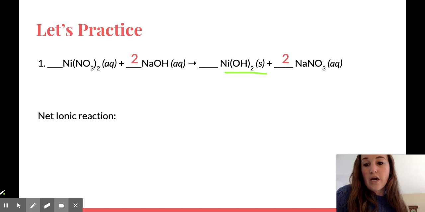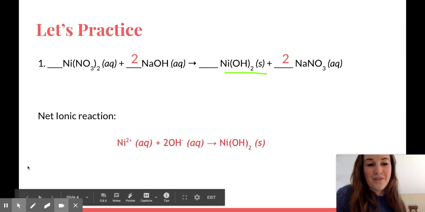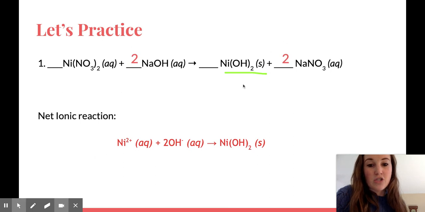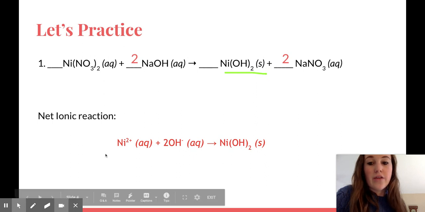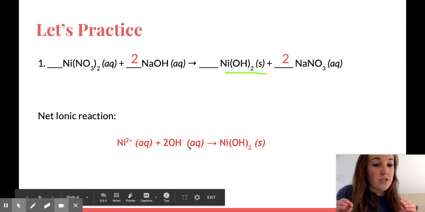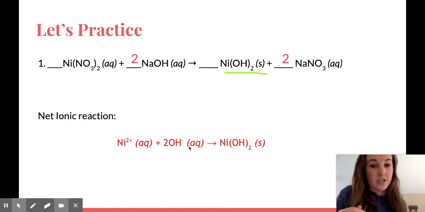So if you look here, I basically just dragged down that nickel hydroxide, and that's my only product. And then I have split it up into the two original ions that ended up crisscrossing to create the nickel hydroxide. Don't forget to include those original charges. And notice that we've also balanced it because we had two hydroxides here, and we have two hydroxides here now, and still one nickel on either side. Remember that your original ions are going to be aqueous always, just like they were up at the top.